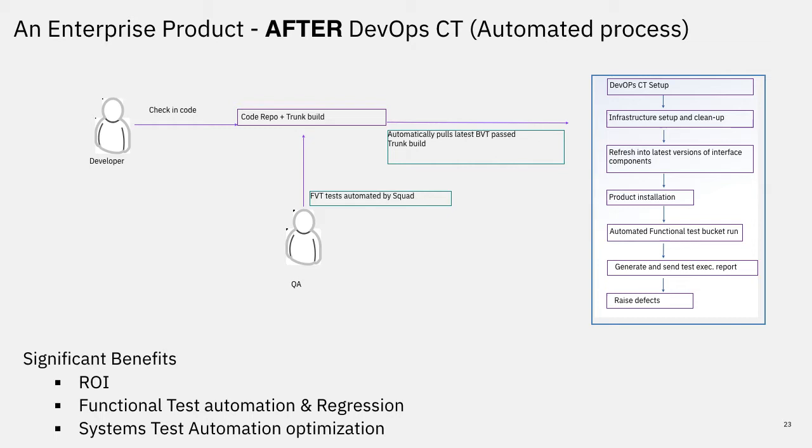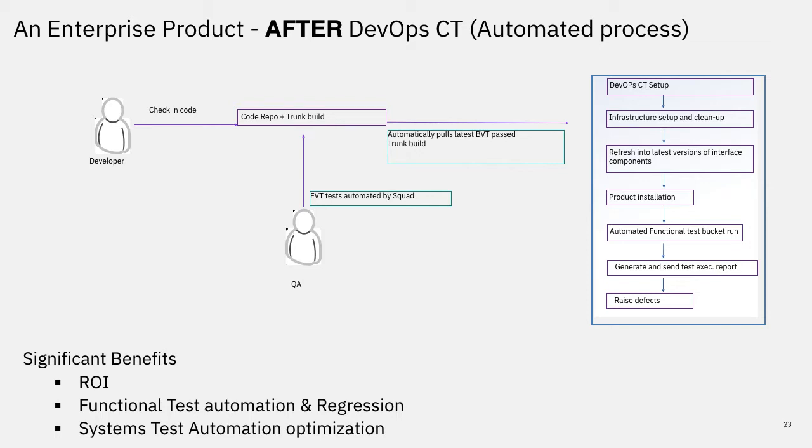Now the developer checks in the code into the code repo, and the build verification tests run on that trunk, and the latest BVT pass build is picked up, and there are a set of tasks that are run to set up the infrastructure. The various machines are all set up, and then the environment is all cleaned up, and then the refresh of all latest components and then the interface components and the latest levels is all done. Then the product is installed.